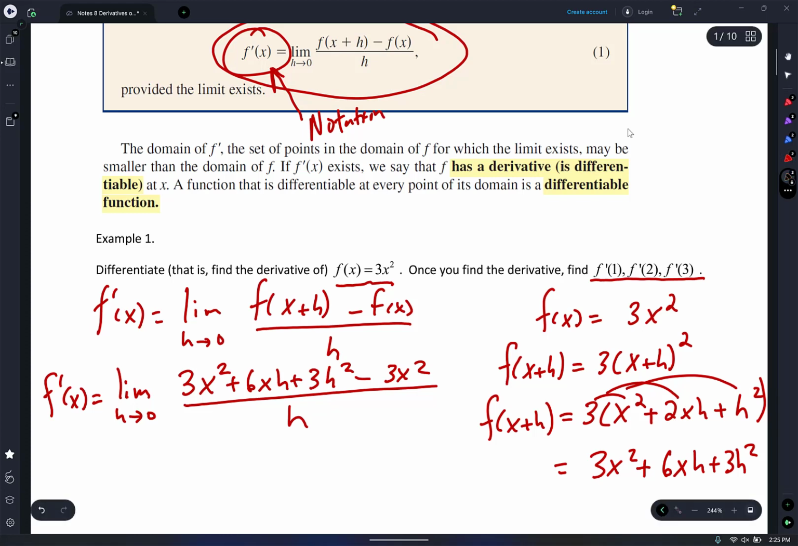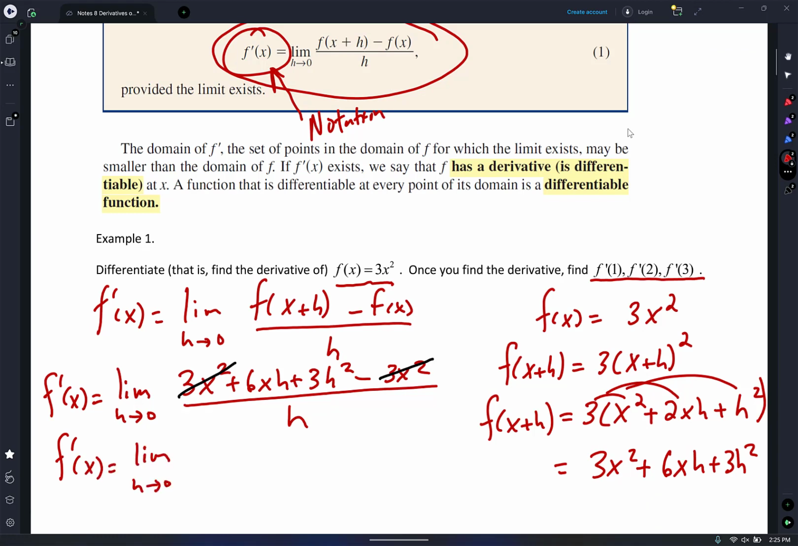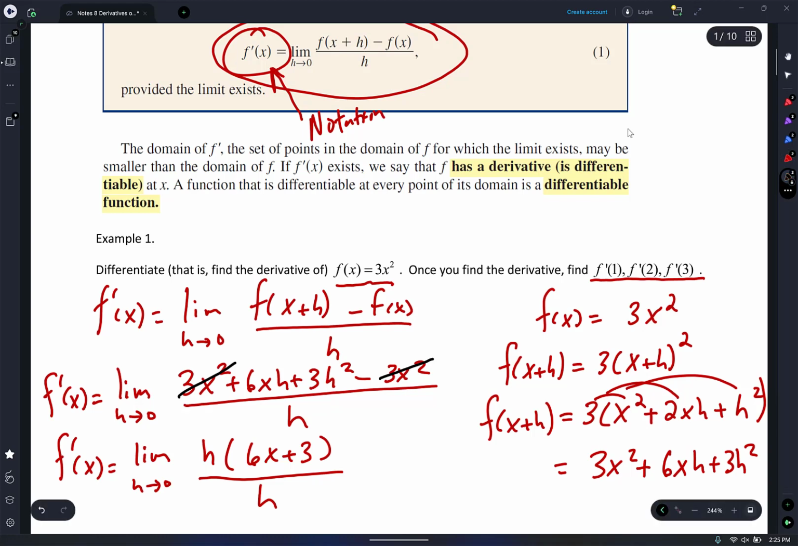What can I zero out? The 3x squared, zero out first. And then can I factor out an h? I can. So let me write a new line. F prime of x is equal to the limit as h approaches 0. Here's my h factored out, and I have 6x plus 3h all over h. You don't have to do that. If you just want to cancel, that's fine, but I want to show the work here. What cancels out? The h's. And now I can do direct substitution.